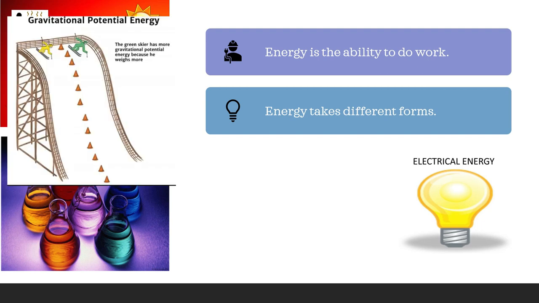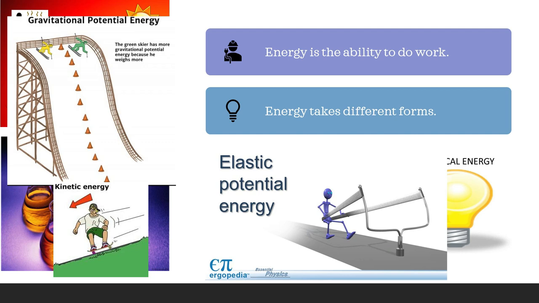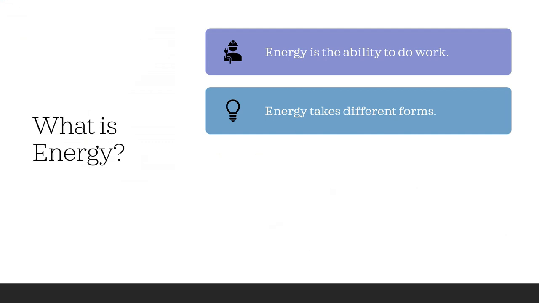The 3 that we actually care about, though, are gravitational potential energy, which is energy due to position, specifically usually height. There's kinetic energy, which is the energy due to motion, and there is elastic potential energy, which is the energy due to the compression or stretching of an object.